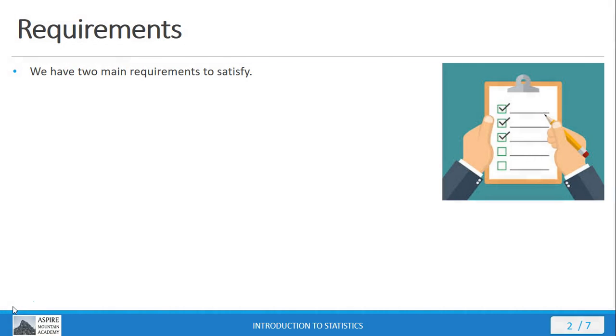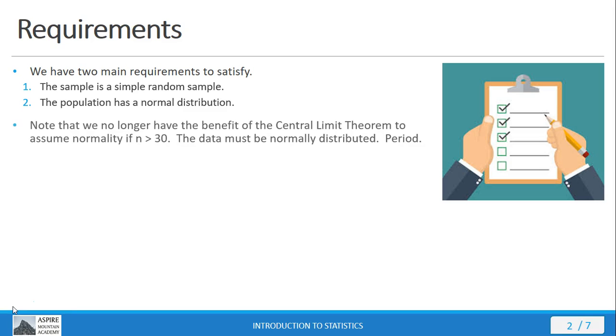So we've got two main requirements we're going to satisfy here because there's two assumptions upon which our methodology rests. First, we need to have a simple random sample, and second, we need to have a normal distribution. Notice that there's no out here with the central limit theorem, so we can't use the central limit theorem to approximate the normal distribution. We've got to have a normally distributed set of data values, or there's no go with this, period.